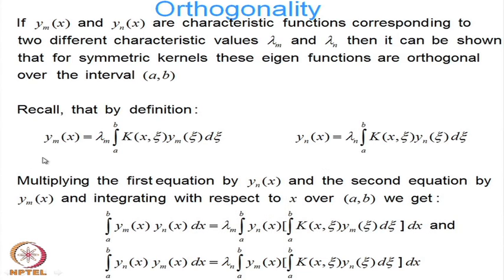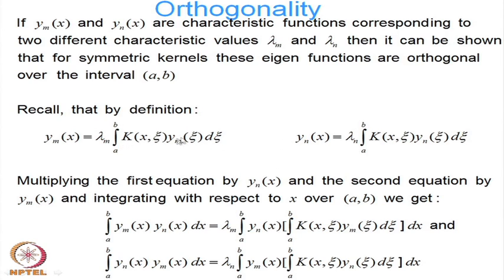So, suppose we have two eigenfunctions ym and yn corresponding to two eigenvalues lambda m and lambda n. That means they satisfy these two equations.